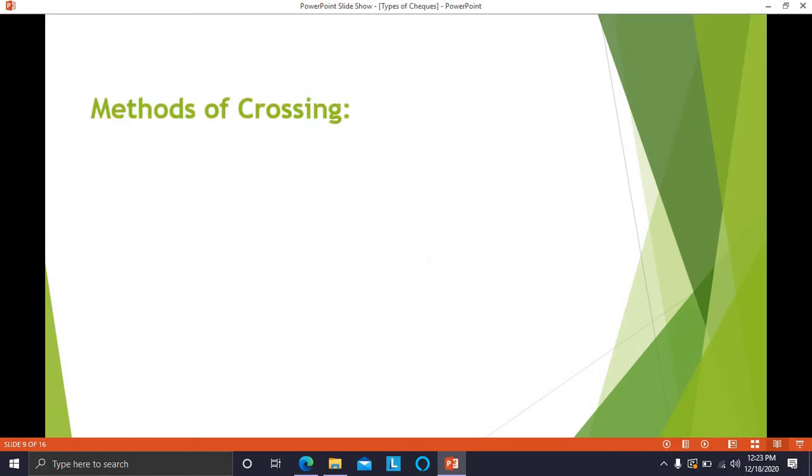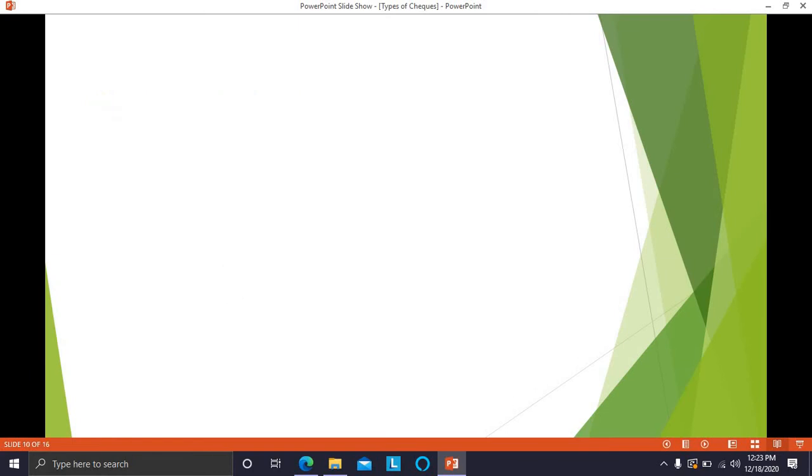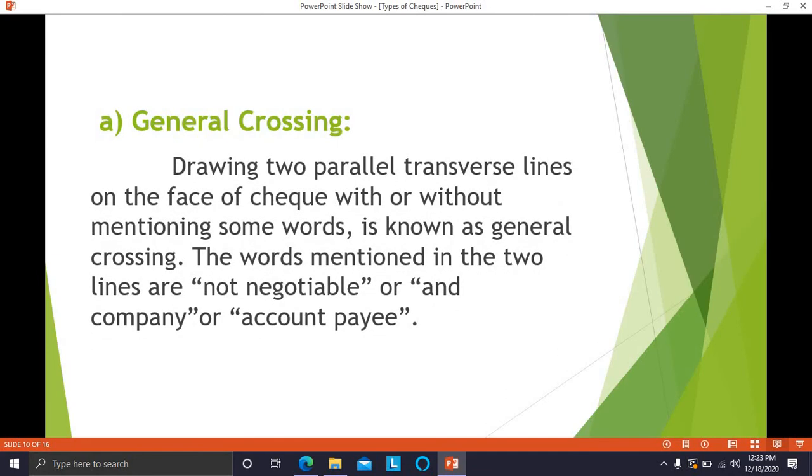Methods of crossing. Now, which are the methods of crossing? There are two types of methods of crossing of a check: general crossing and special crossing. What is general crossing? General crossing means drawing two parallel transverse lines on the face of the check. Transverse means lines drawn in the crosswise direction. So two parallel lines drawn in crosswise direction, with or without mentioning some words in between those two lines.